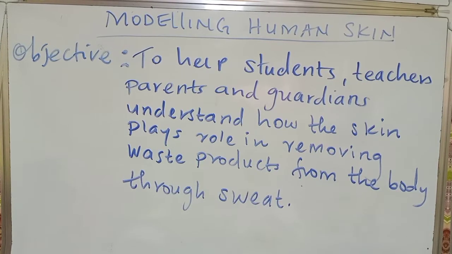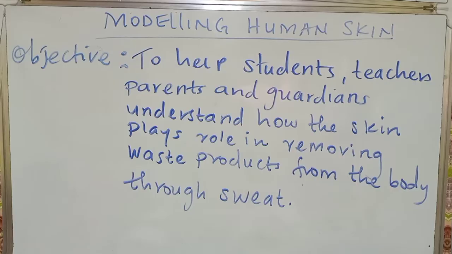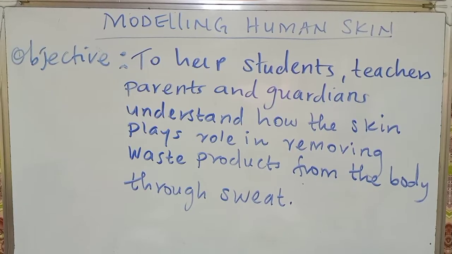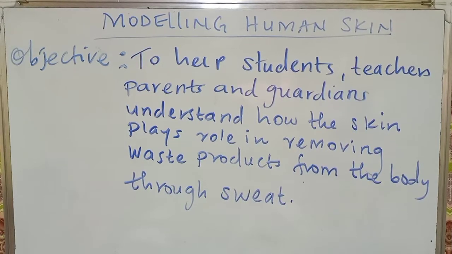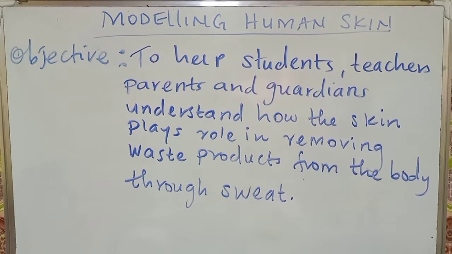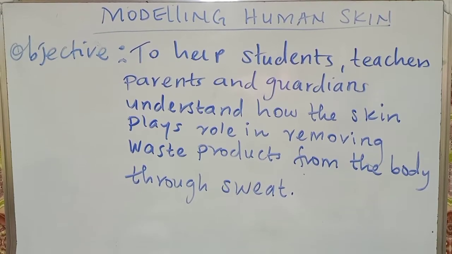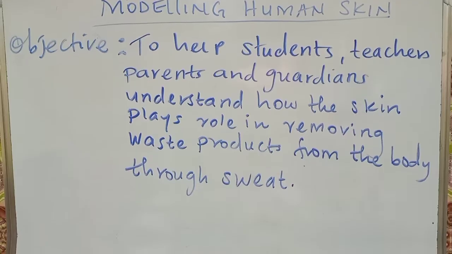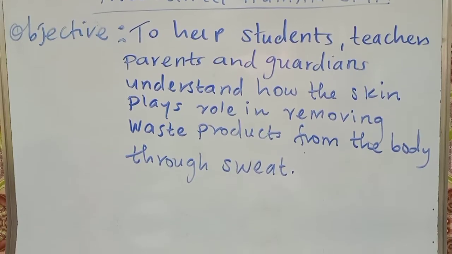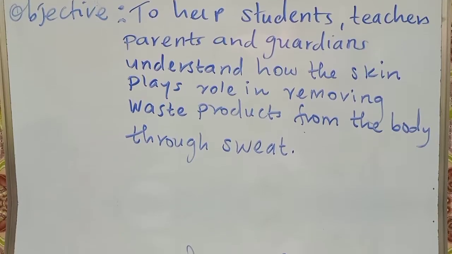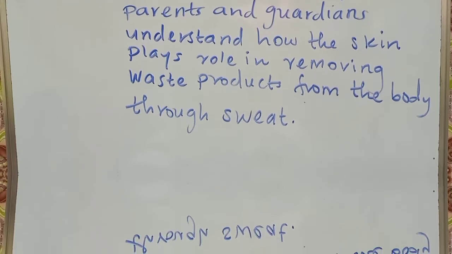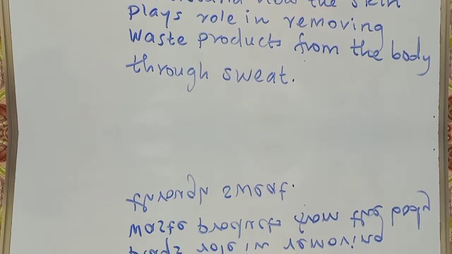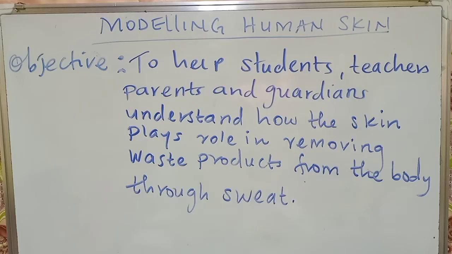Other excretory organs are the kidneys, liver, lungs, and the skin, being the largest organ in the human body. Skin is found on the surface of the body. It protects the inner tissues or organs.